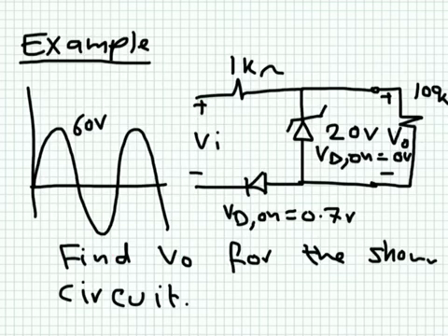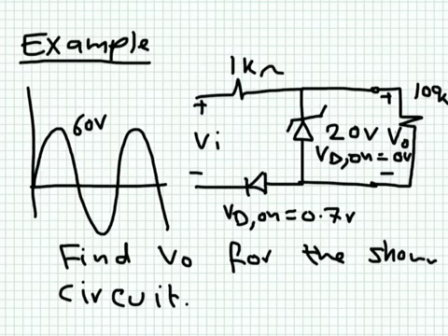We would like to determine the output V0 across this 100K resistor. So I have here a 100K resistor, and I have a 1K resistor. I would like to determine the output across this 100K. Well, I have to see different parts of the cycle. If the input voltage, you can see, to make this diode conduct, you must have at least 0.7 volts.